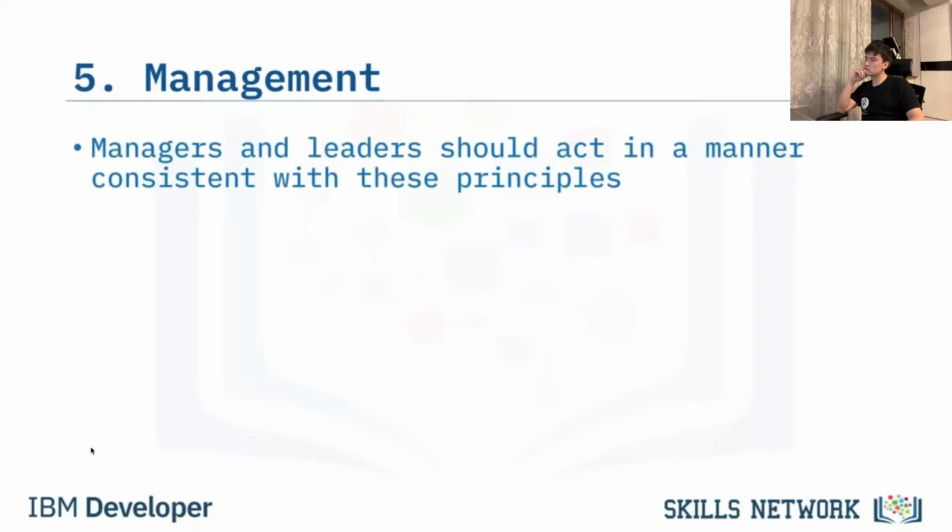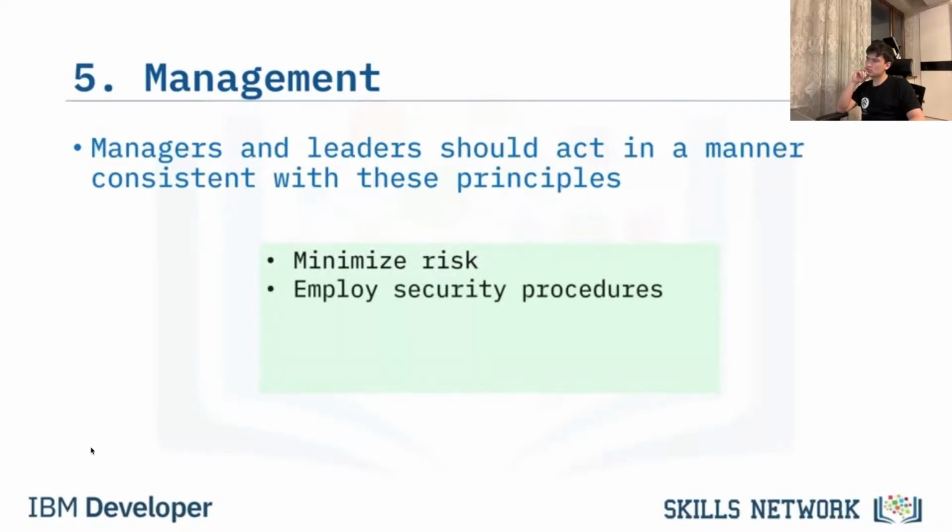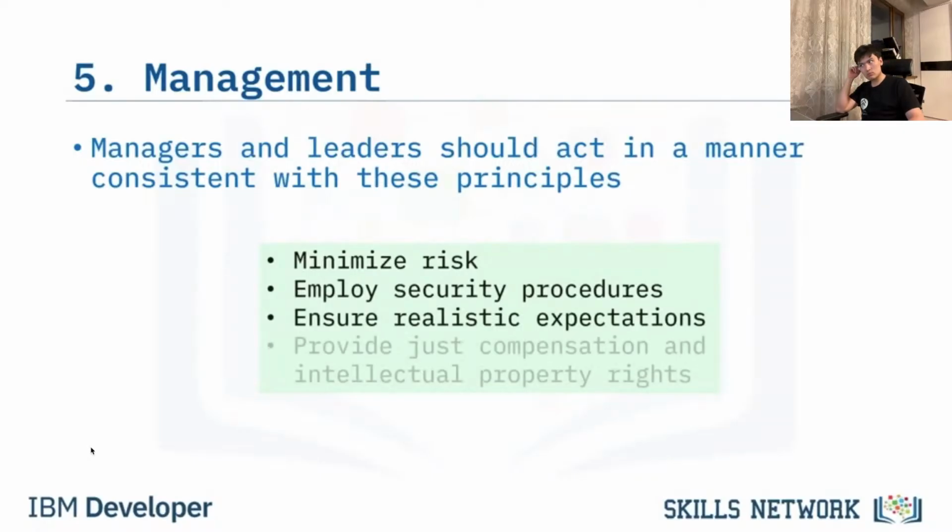Software engineering managers and leaders should also behave in a manner consistent with these principles where it applies to them and those they manage. They should work to minimize risk and employ security procedures. And managers and leaders should also work to ensure realistic expectations of their staff, provide just compensation, and procure intellectual property rights whenever appropriate.